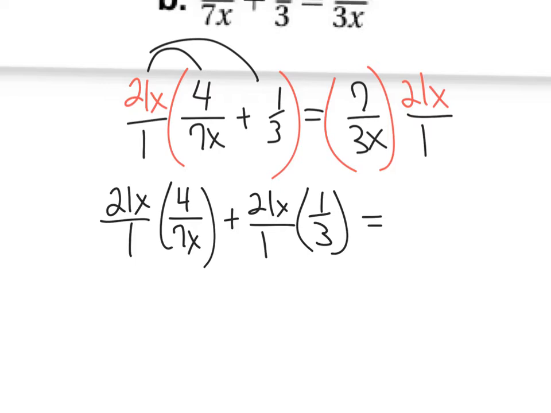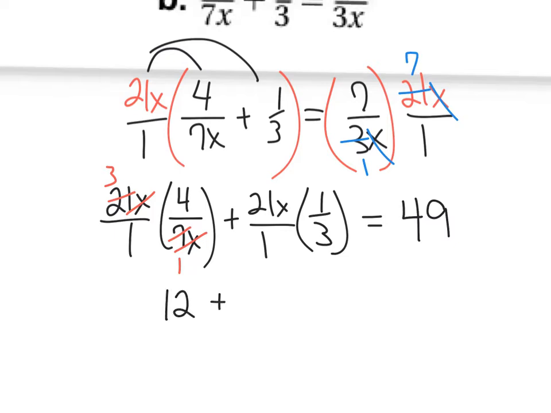So the x's can cancel, and the 3 and the 21, we can reduce those by 3. That would leave us 7 times 7, which is 49. So on the left side, with the first terms, we can reduce by a factor of x. And then the 21 and 7, we can reduce by 7. And so we basically end up with 3 times 4, which is 12.